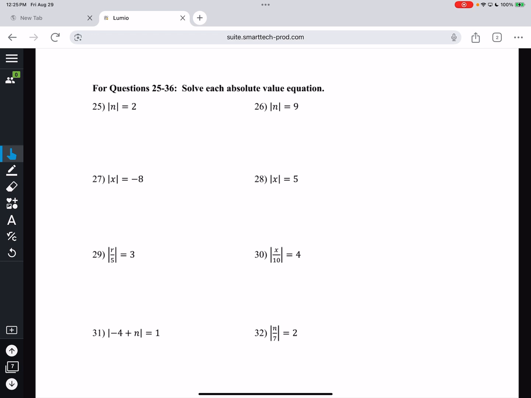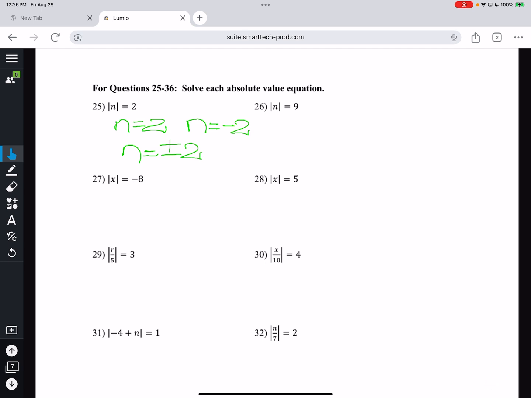So the first thing you've got to be sure of is that the absolute value bars are isolated. In other words, there's nothing with the bars that is being added, subtracted, multiplied, or divided. In this case, for number 25, everything's good. So we drop the bars and we write the 2 equations. The original is n equals 2, and the other one is n equals negative 2. Does that make sense? All right, so the way I will write it is n equals positive or negative 2, plus or minus 2.